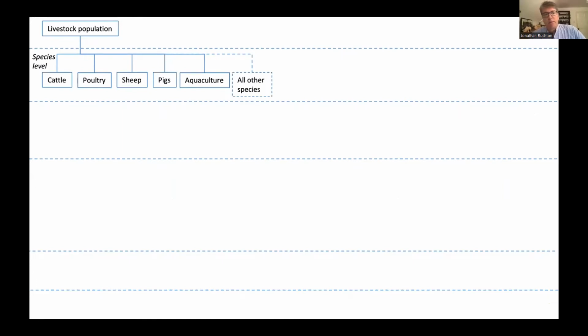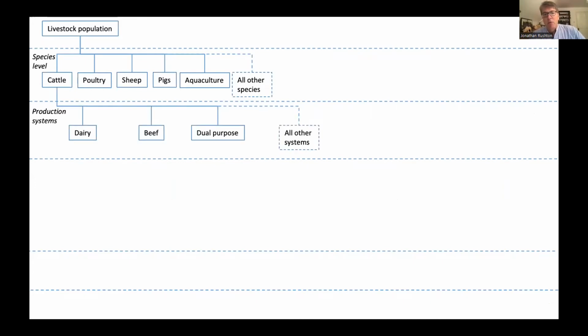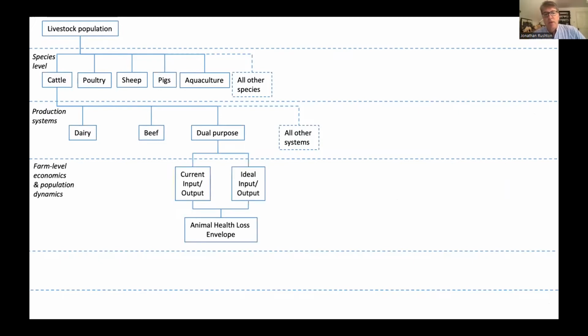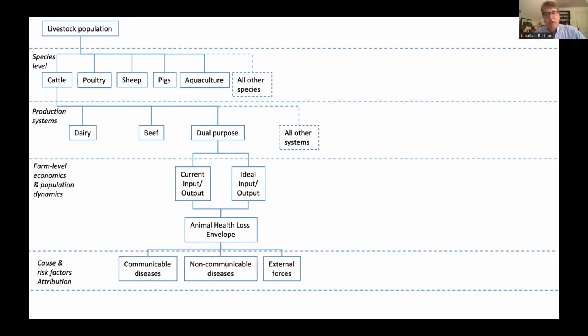So in terms of unpacking this, the first step is obviously to separate by species. That's a pretty obvious statement. A rather more tricky one, and something that Jonas, who's on the call, has been working on very carefully in Ireland, is unpacking how, for example, cattle can be divided up into different production systems before we then do that gap analysis to calculate the animal health loss envelope, separating that out into different clusters of different types of diseases and possibly by individual disease causes, before we then think more carefully about the economy and what trade impacts.